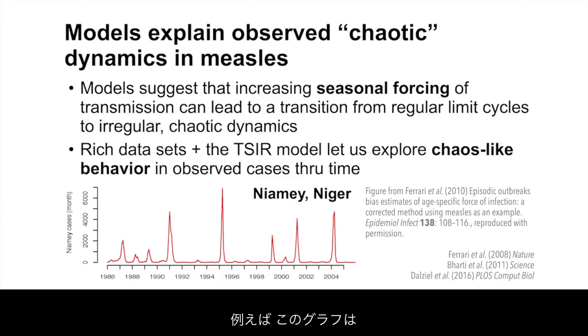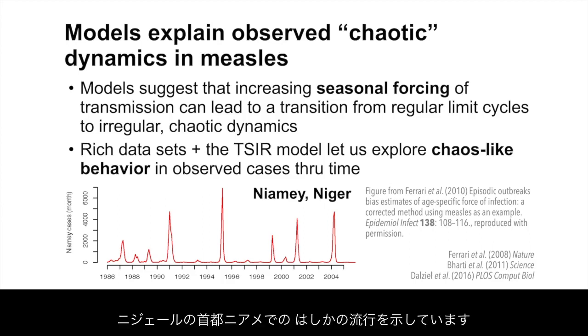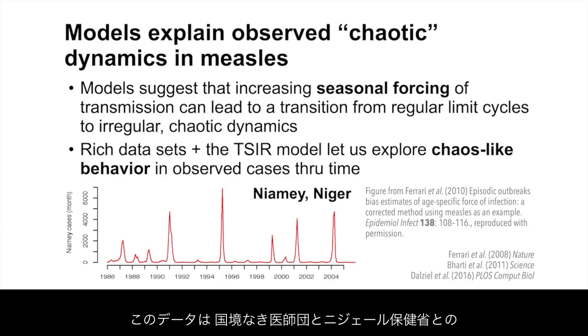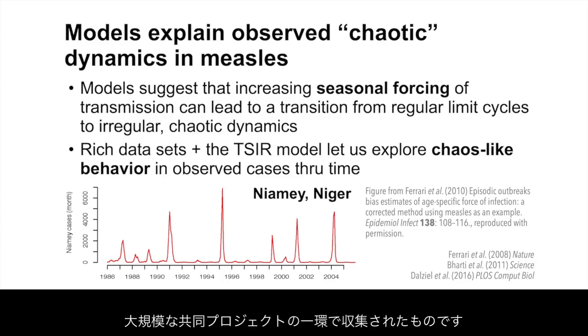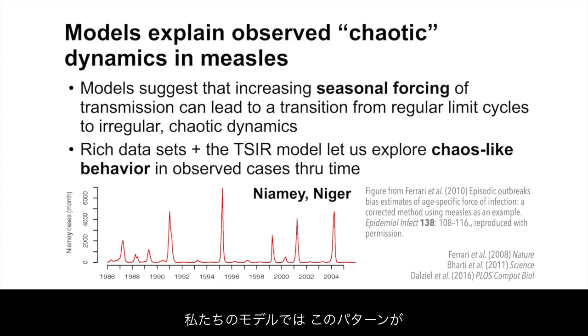For example, the graph here shows measles epidemics in Niamey in Niger. The data were collected as part of a great collaboration with Médecins Sans Frontières and the Niger Ministry of Health. Our models showed that the pattern was driven by highly seasonal movement of a large portion of the population. People moved from farming areas to cities in the dry season and back for the wet season.